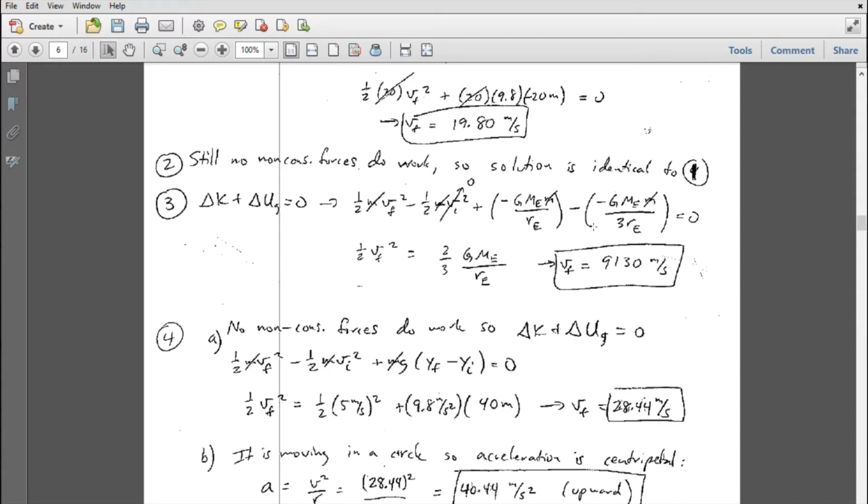You can think of it this way. I have minus 1 of these plus 1/3 of these, which is the same thing as plus 2 minus 2/3 of these. And then when I put it on the other side, that minus 2/3 becomes a plus 2/3. So partly solved is here, and then we can solve for v final by taking a square root. And we get, of course, a huge speed because it was dropped way above the Earth, 9,130 meters per second.